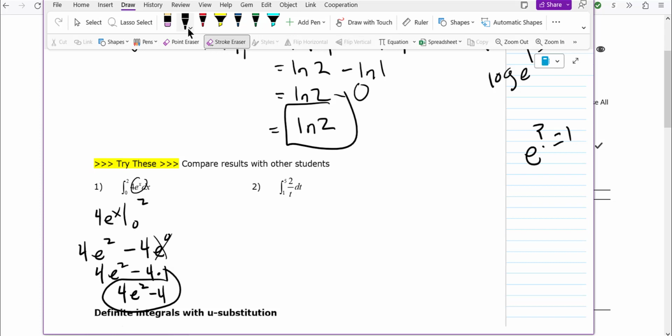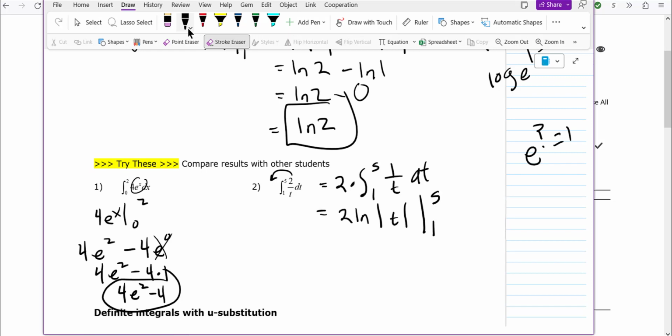Okay? Now, this one right here, we have learned that you can pull constants out of integrals, but you don't have to if you can manage this in your head, which I think you probably can. So what you end up getting for your antiderivative is 2 ln absolute value of t, and then you're going to evaluate that from 1 to 5 like that in that order. Okay, so what you'll end up having is 2 ln of 5 minus 2 ln of 1. So you get 2 ln 5 here.